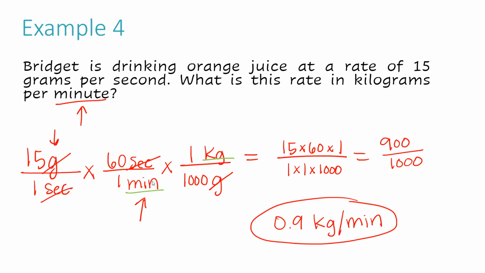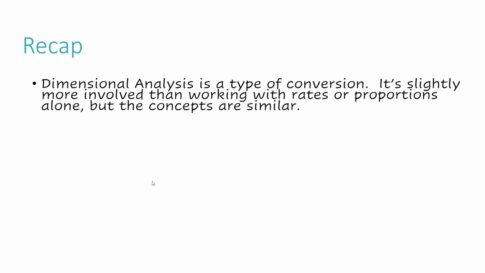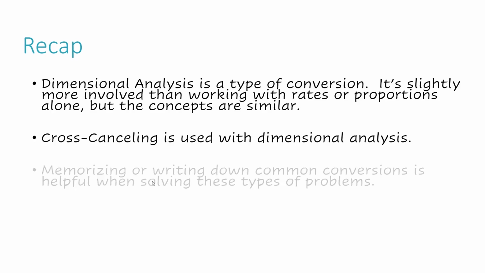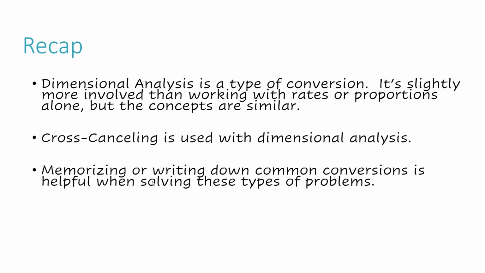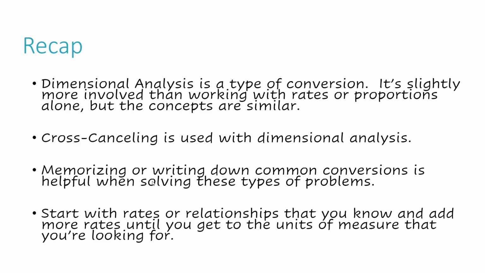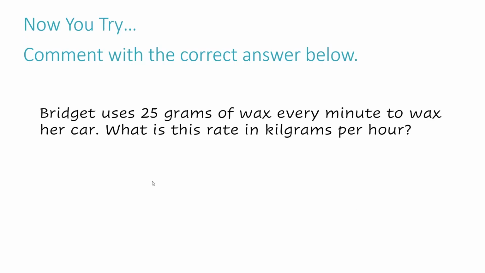Now let's take a recap. Dimensional analysis is a type of conversion. It's slightly more involved than working with rates or proportions alone, but the concepts are similar. Cross-canceling is used with dimensional analysis. Memorizing or writing down common conversions is helpful when solving these types of problems. Start with rates or relationships that you know and add more rates until you get to the units of measure that you're looking for. Now you try.